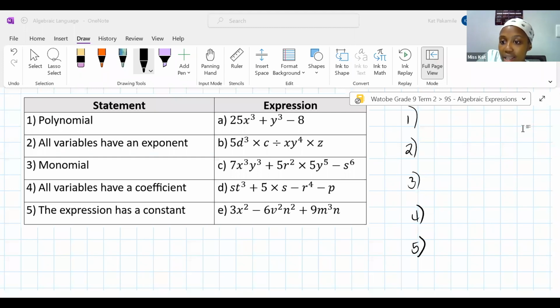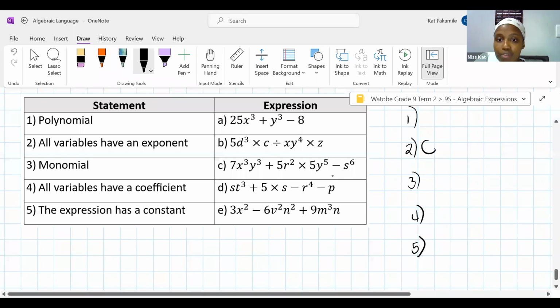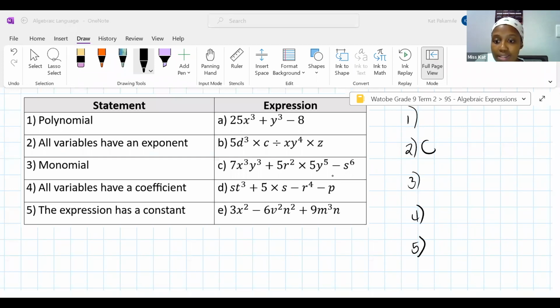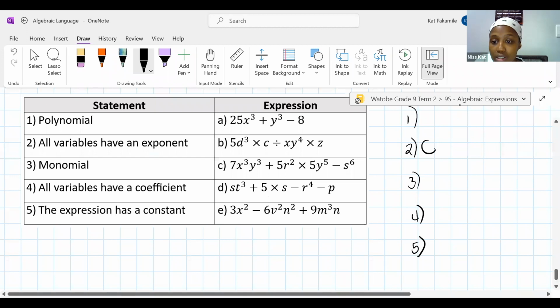Okay, check. Let me hear what Palisa has to say for us. Palisa? Ma'am, number 2 is C. Number 2 is C. All variables have an exponent. Yes, it is. Beautiful. Thank you very much, Palisa. Okay, I see you guys in the chat. You're saying 1 is D. Let's see, polynomial. 1, 2, 3, 4. That would be correct. D.